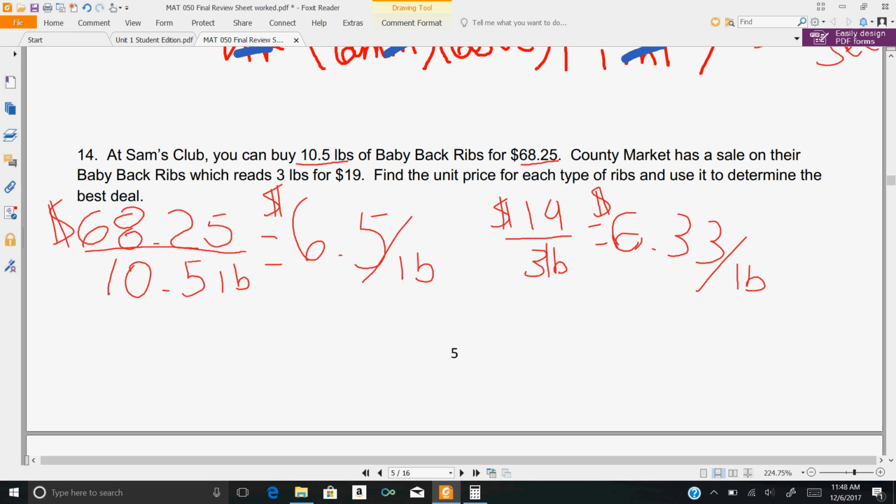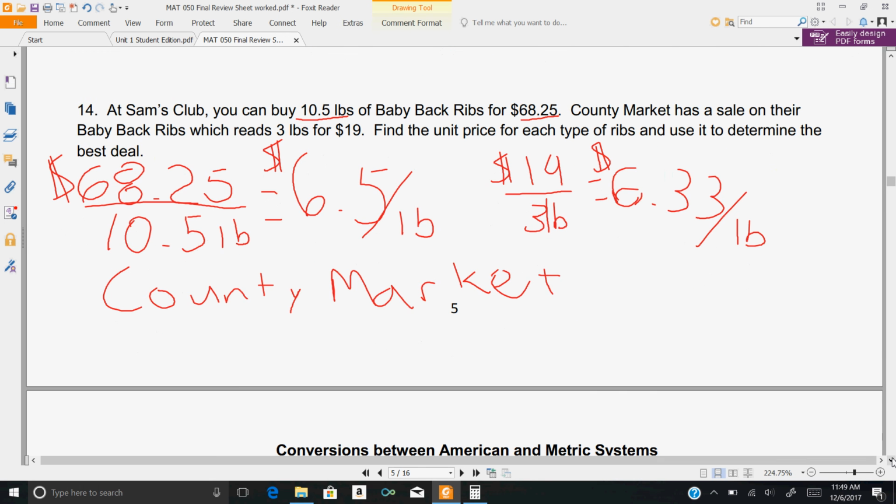So now I'm going to say County Market has the better deal. And don't just write County Market. You want to write County Market has the better deal, but you don't need to watch me writing that. So let's take a look at page 6 now. See if you have questions on that. Then go to the video for page 6.